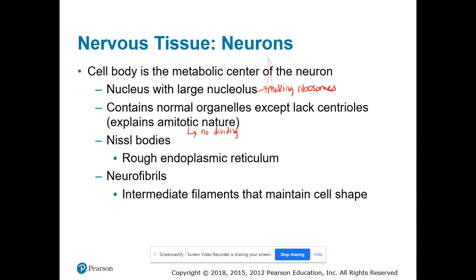There is also specialized rough ER, and these are called Nissl bodies, and they also have specialized intermediate filaments that help maintain the cell shape of neurons called neurofibrils.